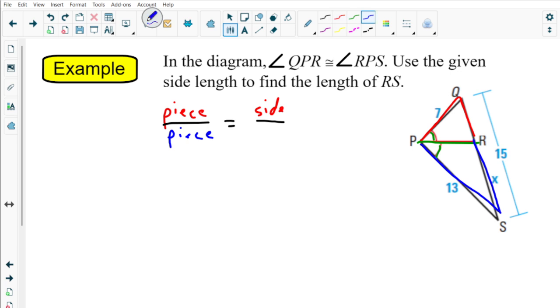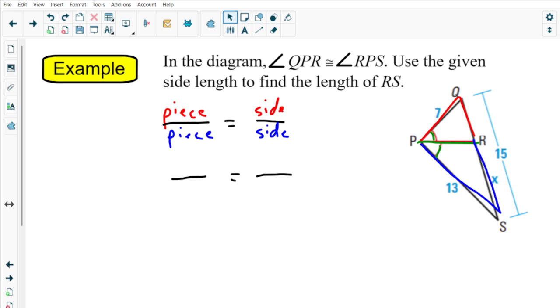So we're going to make sure we match up everything properly. So we've got our red piece over our blue piece on the left side. And then we have our red side over our blue side.